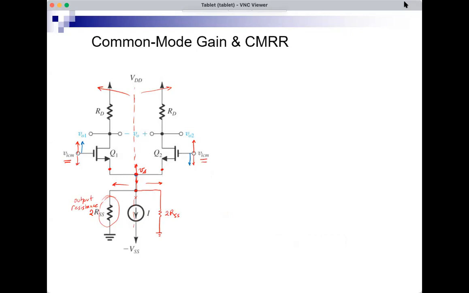Previously, when we had only the differential case, the VS was ground, and the RSS was between ground and ground. So it did not affect the circuit in any way, and I completely ignored it. Now I can't ignore it because there is a signal at the source.